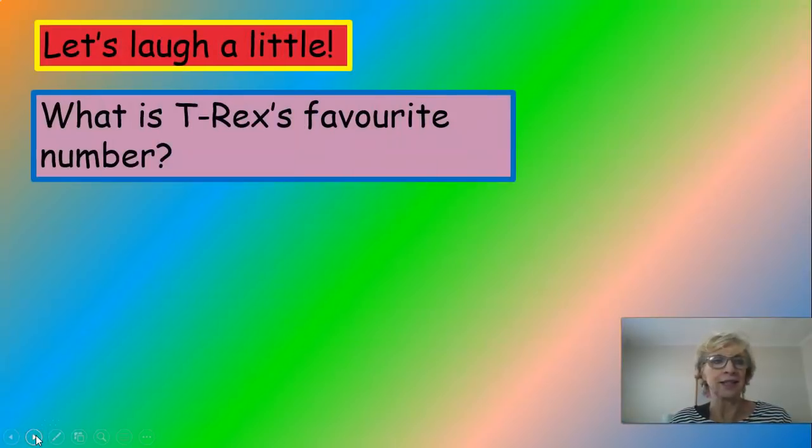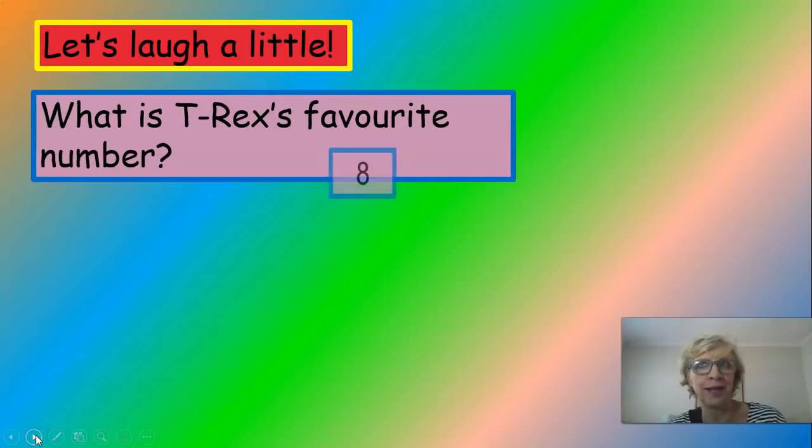Let's laugh a little. Okay, now what is T-Rex's favorite number? Now you know more than I do, grade threes, what T-Rex is, right? That huge, big, scary dinosaur. So T-Rex's favorite number, what do you think it is? 8. And why is it 8? Because ATE is eat something, and EIGHT is the number 8, and T-Rex liked to gobble up quite a lot, didn't he? That's funny. Yes, you cheeky little chipmunk.